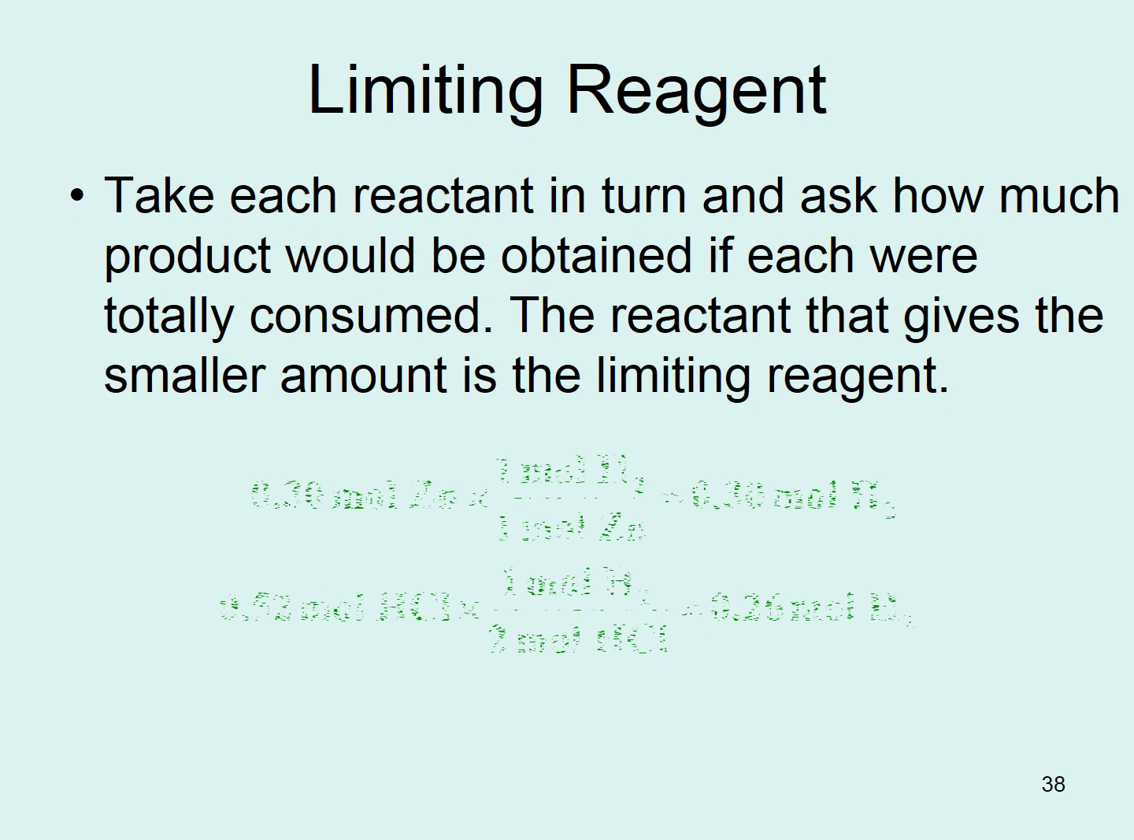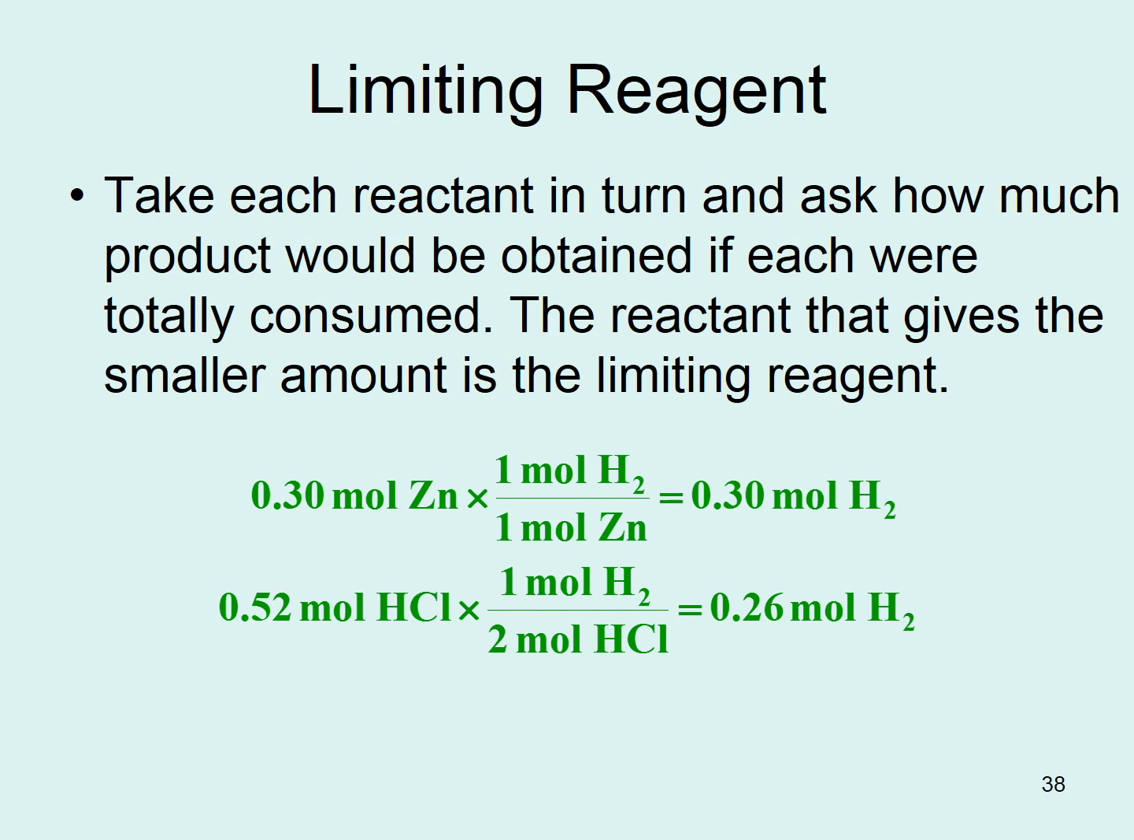All right, so 0.3 moles of zinc, because it's a 1-to-1 ratio, will make 0.3 moles of hydrogen. Great. 0.52 moles of hydrochloric acid, though, because I need 2 moles of hydrochloric acid for every 1 mole of hydrogen, I need to divide by 2. So I can only make 0.26 moles of hydrogen gas from 0.52 moles of hydrochloric acid. And that's where often things get forgotten. We need to be able to convert from one to the other using that mole to mole ratio.